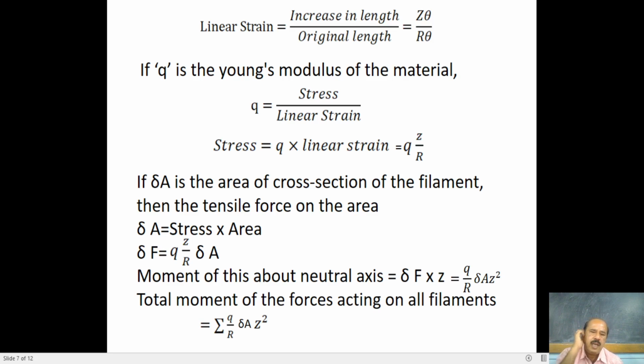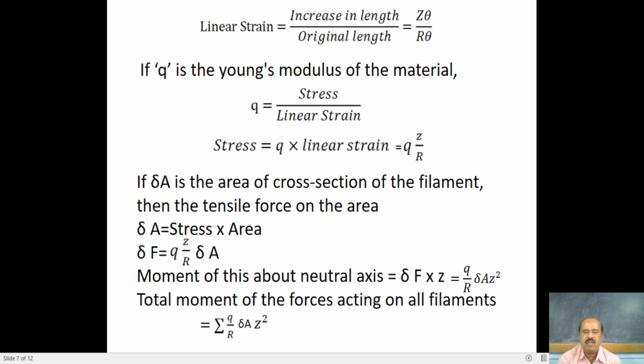The linear strain is defined as the increase in length divided by the original length. The increase in length, as we have just determined, is Z theta, and the original length is the arc length, R theta. So the linear strain is Z by R. If Q is the Young's modulus of the material, then Q is defined as stress divided by linear strain. So the stress is Q into linear strain, which equals Q Z by R. If delta A is the area of cross section of the filament, then the tensile force on this area is delta F equal to stress into area, so delta F equals Q Z by R into delta A.